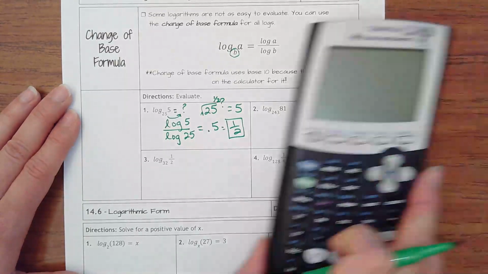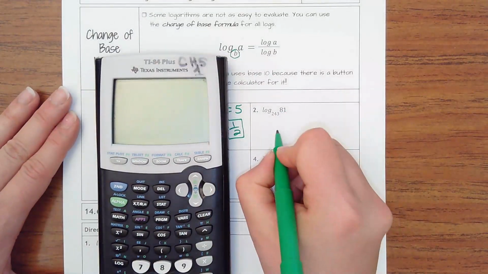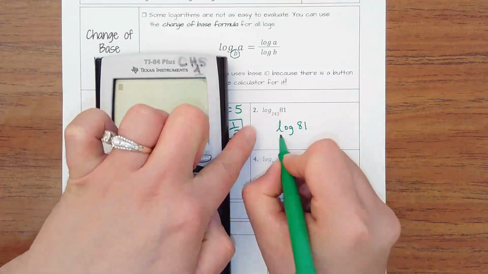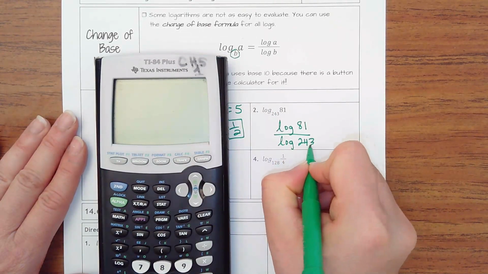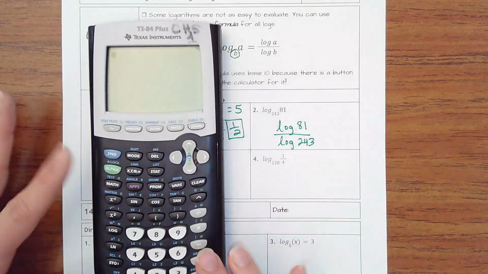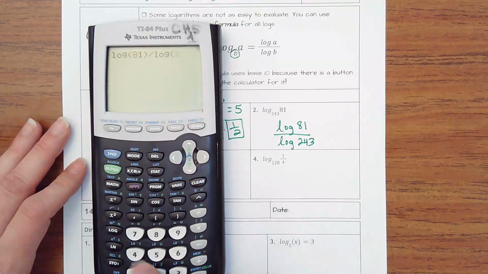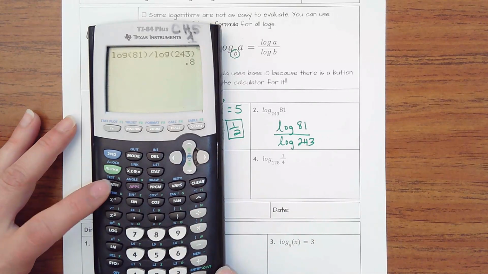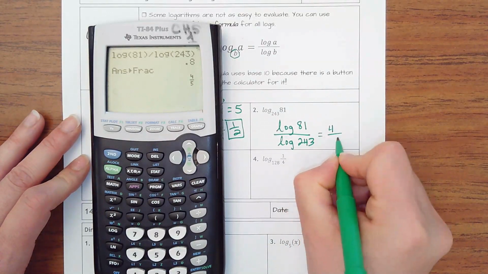All right, number 2, a little trickier because I can't see that pattern as clearly, so I'm just going to do change of base. Log of 81 gets divided by log of 243. Put the number in, divide, and it's 0.8. You could do that, or you could turn it into a fraction. That would be 4/5.